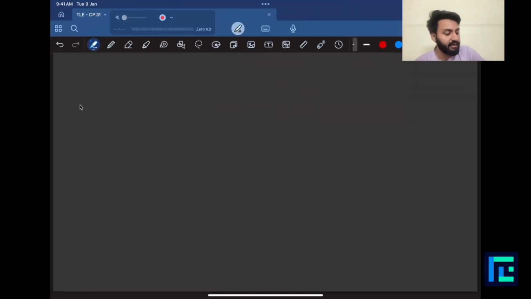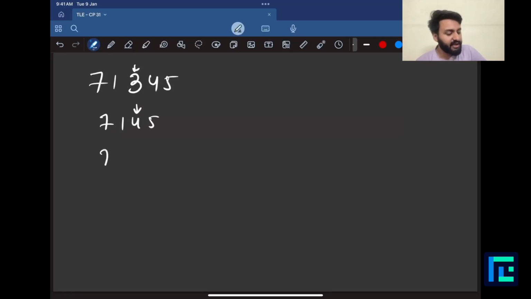So sorry, 71345. So 71345, I'll write this down. Now in this, what we can do, operation 1, let's just say I'll remove 3. So this becomes 7145. I'll remove 4, this becomes 715. I remove 1, this becomes 75.